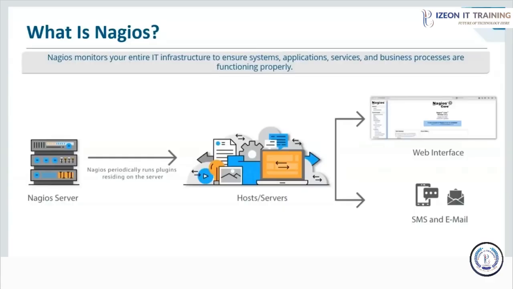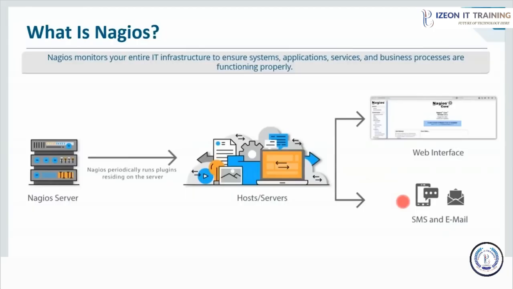So let us focus on the diagram that is there in front of your screen. Nagios basically runs on a server, usually as a daemon or a service, and it periodically runs plugins residing in the same server. What they do is they basically contact hosts on servers or on your network or on the internet. Now, one can view the status information using the web interface, and you can also receive email or SMS notification if something goes wrong, right?